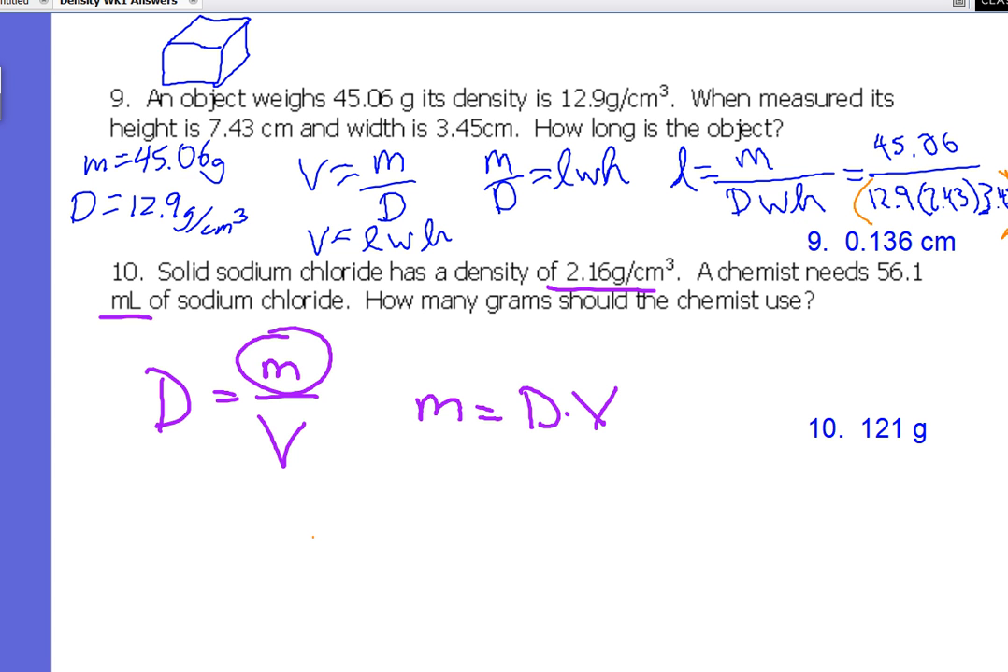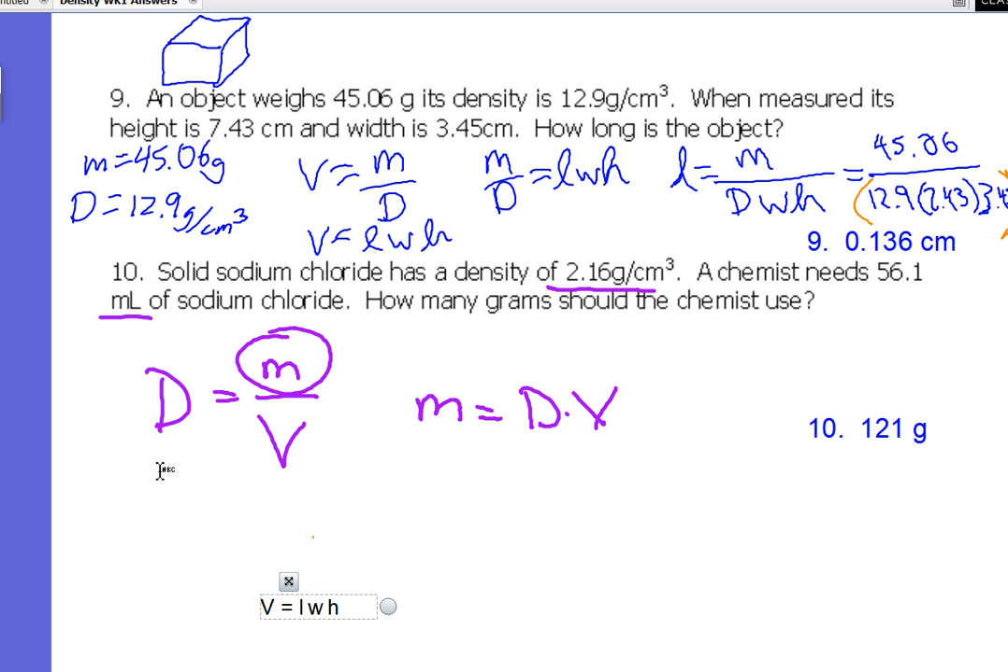An object weighs 56 grams. Its density is given, and when measured, its height is this. How long is it? So this is like the aluminum foil thing we did in class. I have solved it all in one step here. You don't have to solve it all in one step. That's just the way I did it. So volume equals mass over density. Get the volume. And then the volume equals length times width times height.